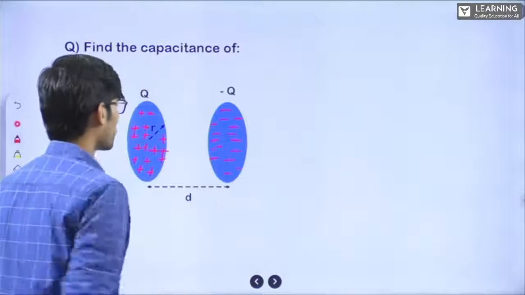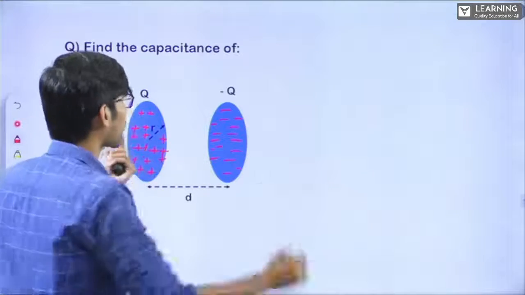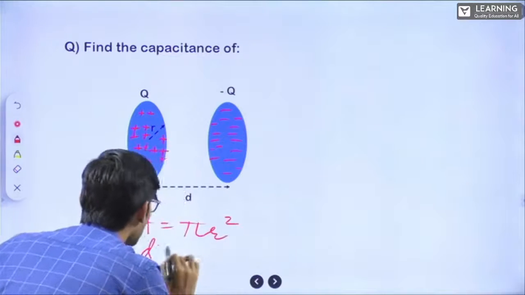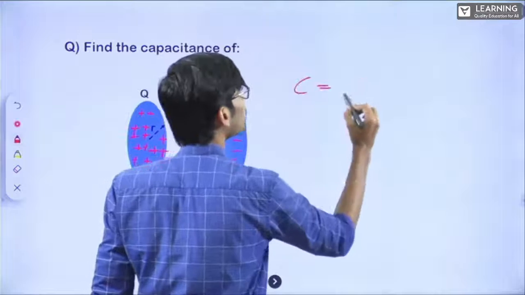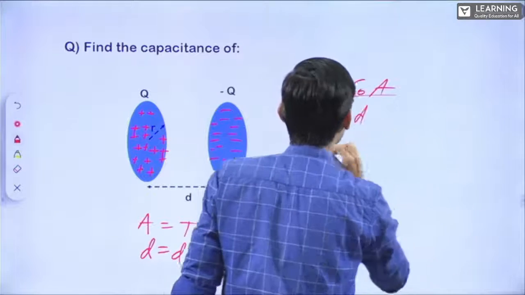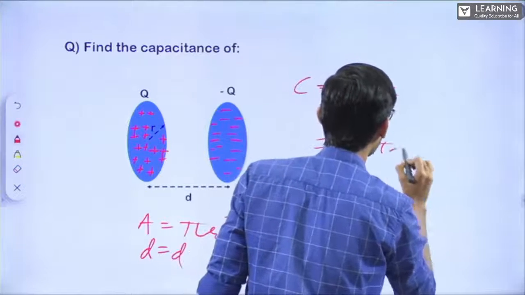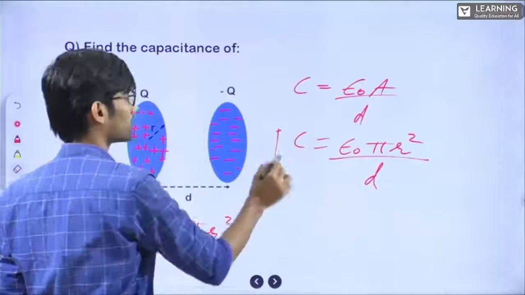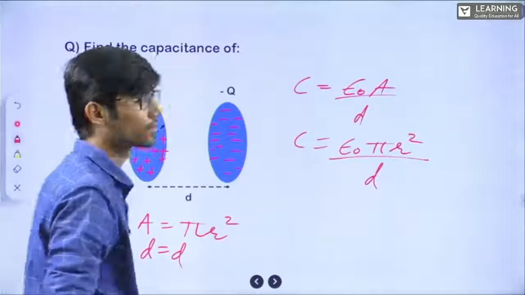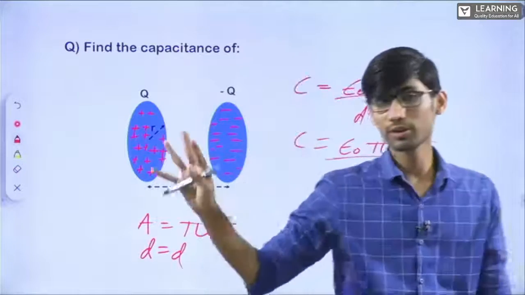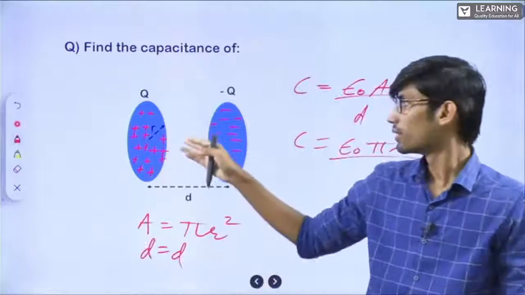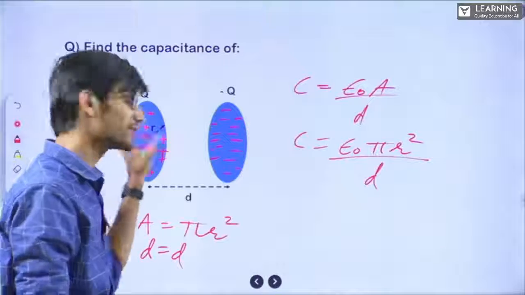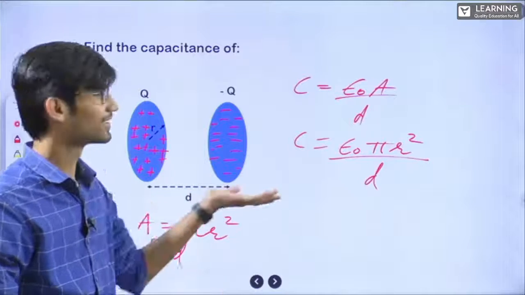The area of both should be the same. Since it is given radius is R, area is equal to pi R square. Separation is anyways given as D. C is equal to epsilon naught A by D, that is equal to epsilon naught pi R square by D. If you see, capacitance is pi R square by D. So whether you give charge or not, the moment this plate was manufactured, the capacitance was decided. Correct?